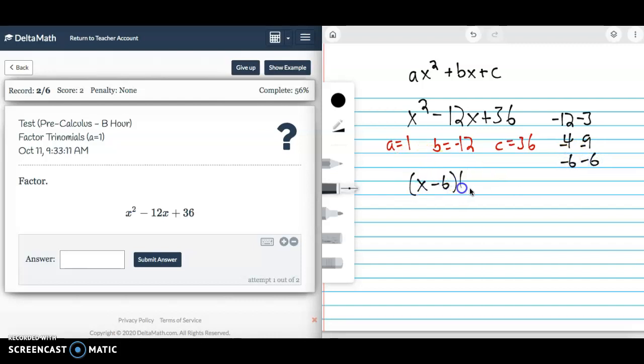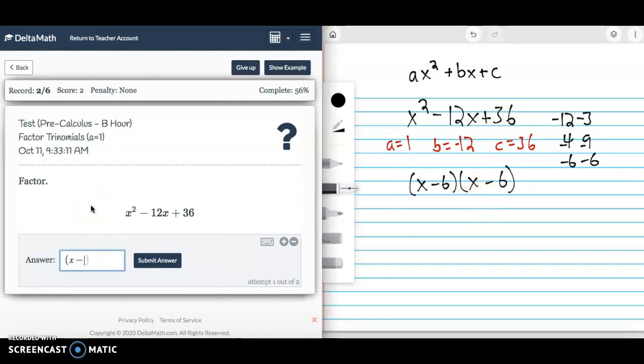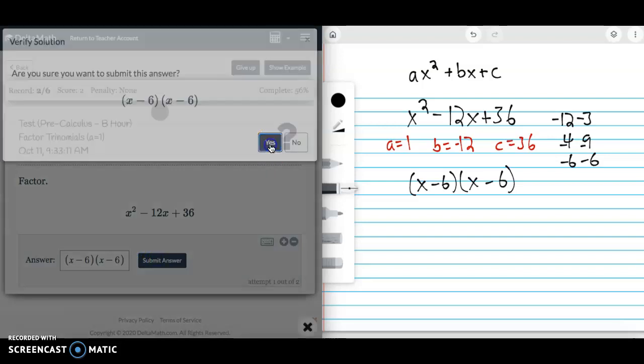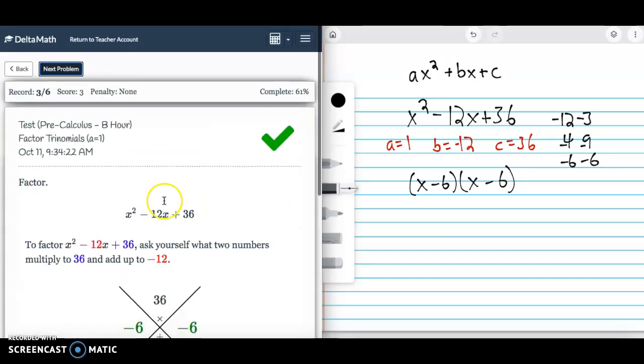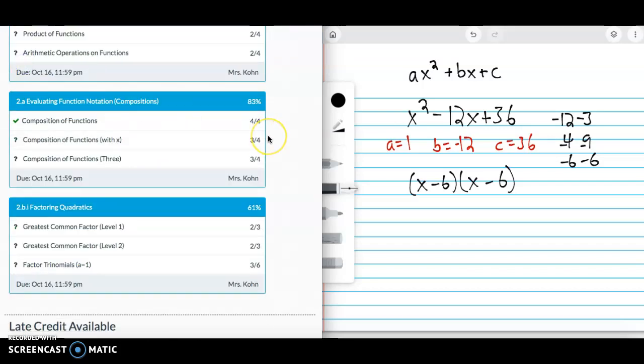But they both have to be negative because they have to add to negative 12, but they have to multiply into positive 36. Voila. Cool. So that's how you do these problems. If you have any questions, let me know.